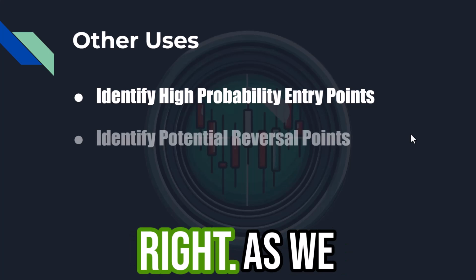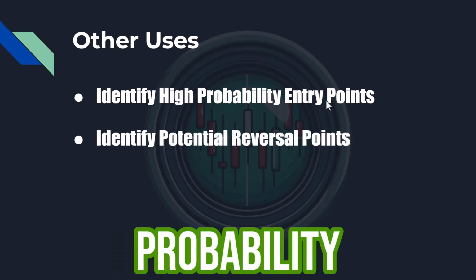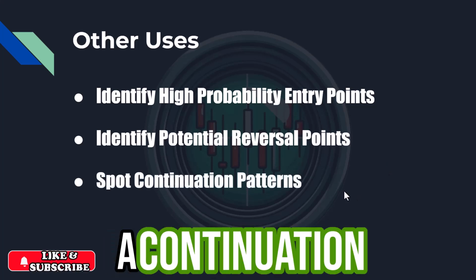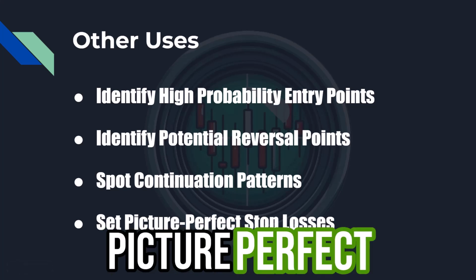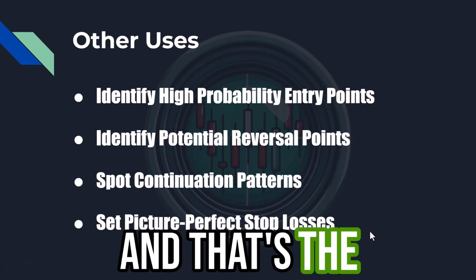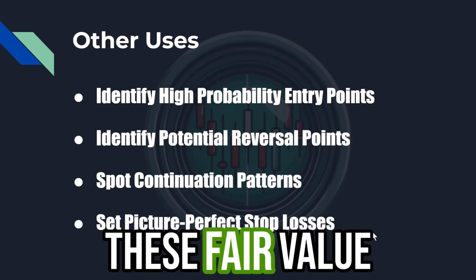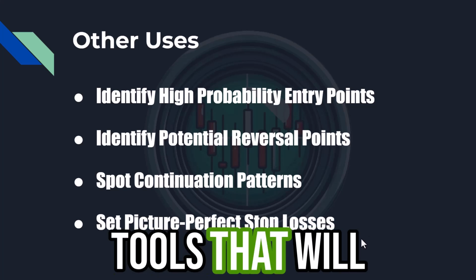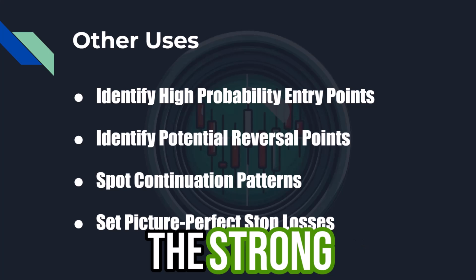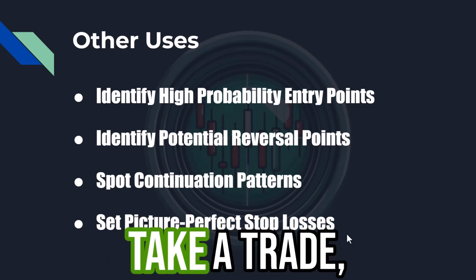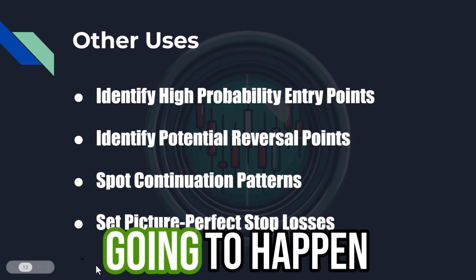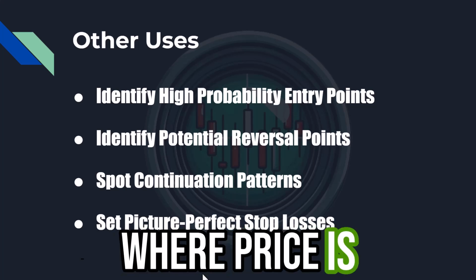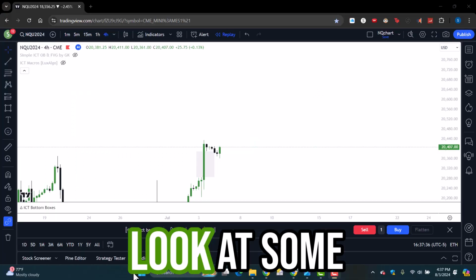There are other uses for this, right? As we just discussed, identifying high probability entry points, identifying potential reversal points, spotting continuation patterns, and picture perfect stop losses as well. And that's the beautiful part about mastering concepts like these. Fair value gaps are just one thing, but you can combine this with other tools that will help you have the strong confluence and conviction that you need to take a trade and not really be worrying about what's going to happen next, because you know what's going to happen next. You've read the price action and you know where price is going after this. So let's hop on the charts and look at some examples.